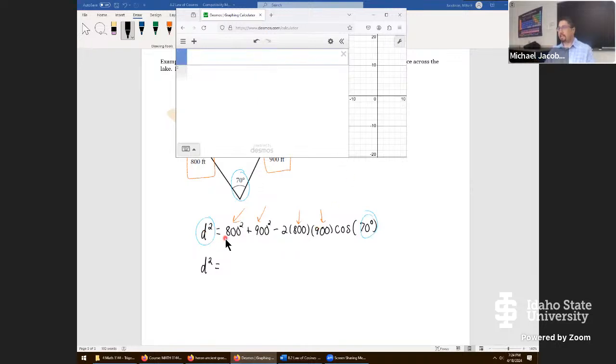So let's see here, 800 squared plus 900 squared minus 2 times 800 times 900 times cosine of 70 degrees. We should be getting 957,490 and a little bit of change. Any questions, folks, to that step?